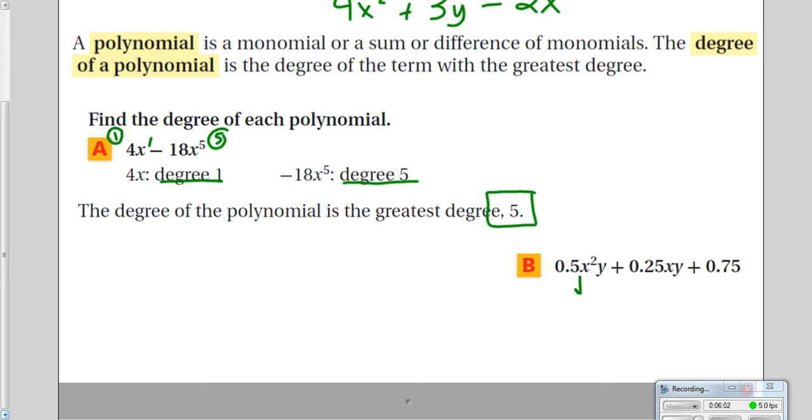So this one has a degree of 3, right? 2 and 1 makes 3. Degree here, these are both to the first power, so our total degree there is 2. Our degree here, we don't have any exponents, I'm sorry, no variables, so the degree would be 0. So between the 3 of those, which one is the greatest? Well, 3. So the degree of the entire polynomial is 3.